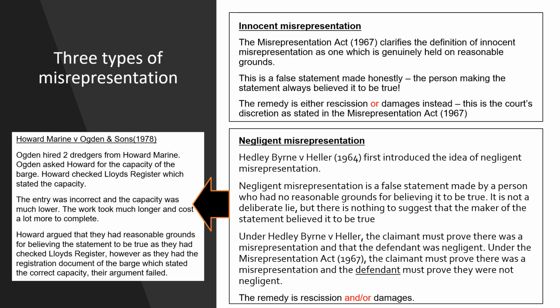So clearly, I would imagine you would rather sue under the Misrepresentation Act because it's easier as the claimant. You've only got to prove that it was a misrepresentation, and the defendant then has to prove they weren't negligent. And the remedy for this is rescission and/or damages, and that's the big difference from innocent misrepresentation. You can potentially have both.